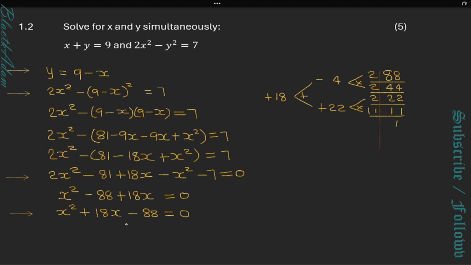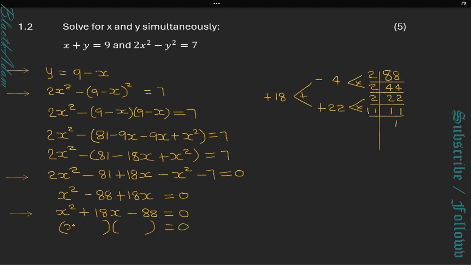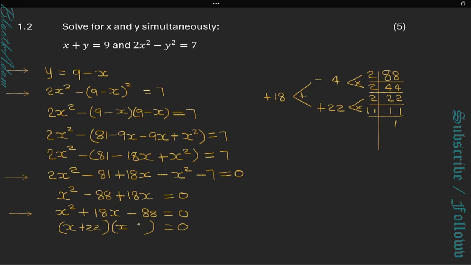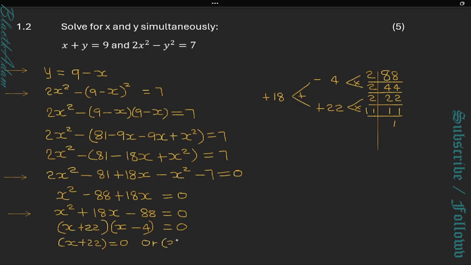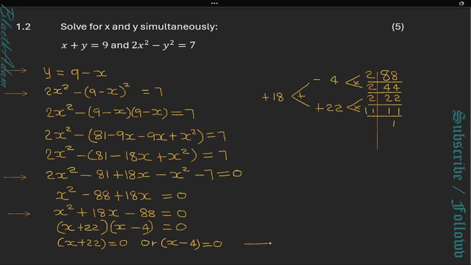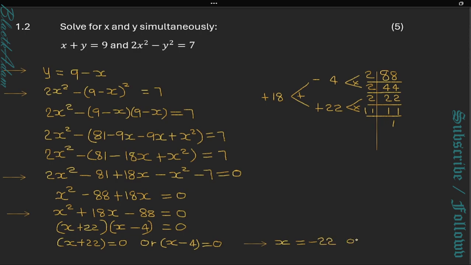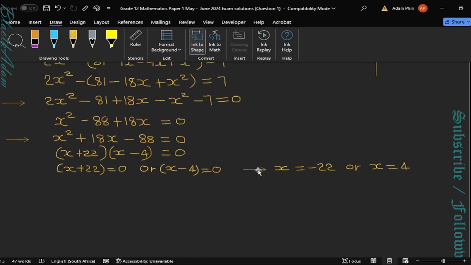So now what we have to do is factorize. Factorizing, there we have x, and that is x also, so that would be plus 22, and that would be negative 4. So we have x plus 22 is equal to 0, or x minus 4 is equal to 0. I think we're running out of space there, so that would mean that x is equal to negative 22, or x is equal to positive 4. So those are the values for x.